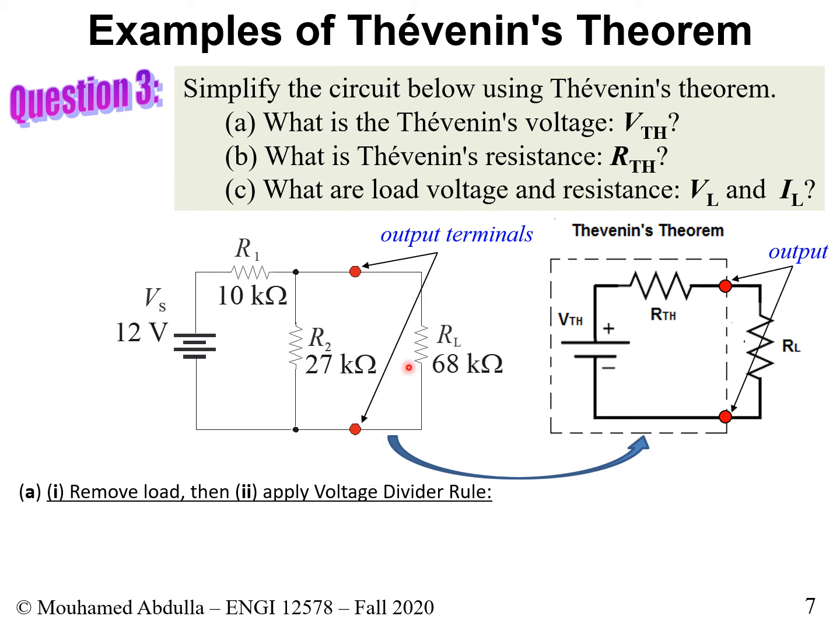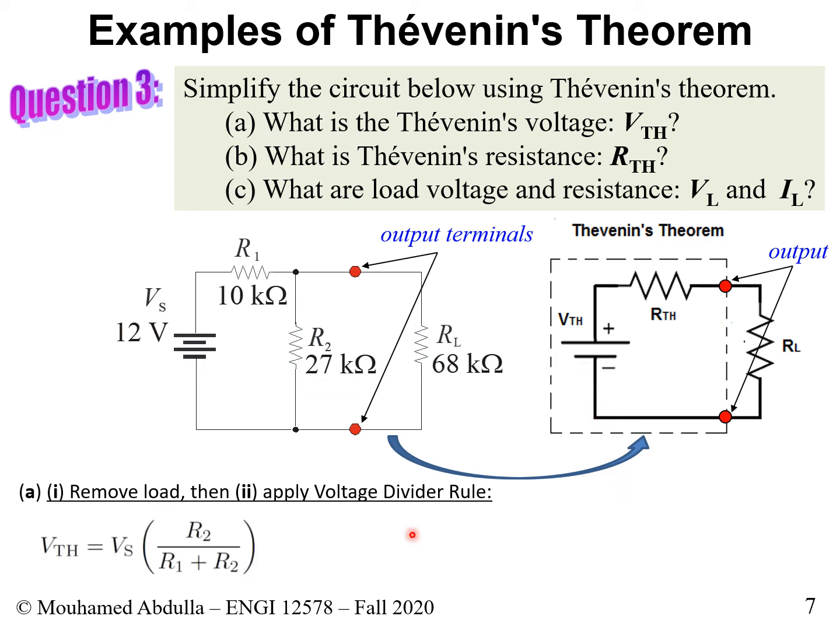In this case, if we remove the load and we want to find the voltage between these two nodes, we can simply use the voltage divider rule. Essentially, we want to find the voltage across R2. So you remove the load, and then we want to find the voltage across R2. And this voltage across R2 will be our VTH. Okay, so let's do that together.